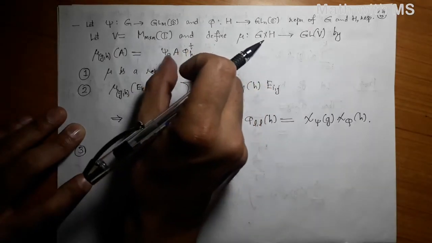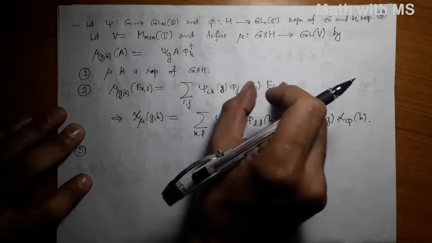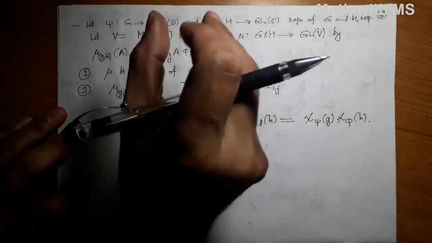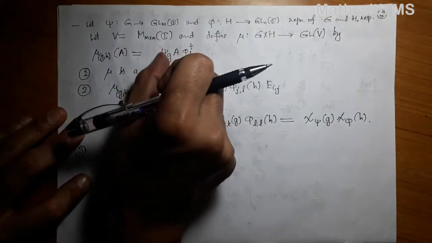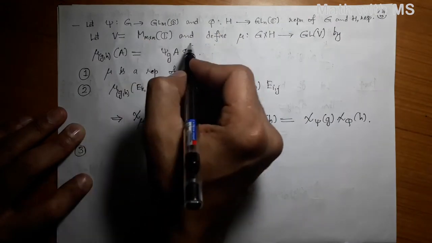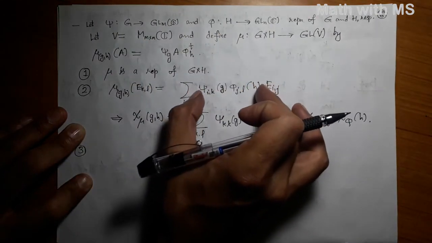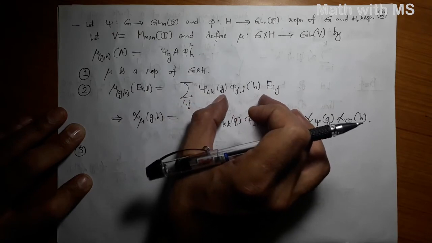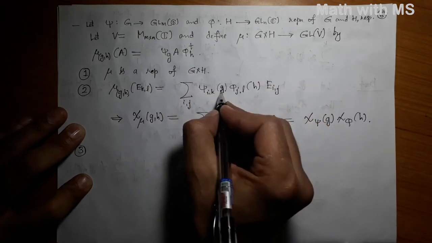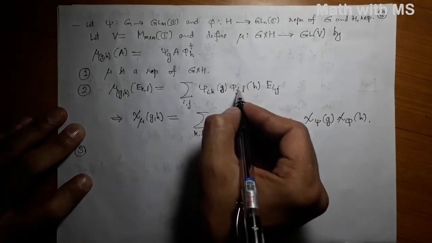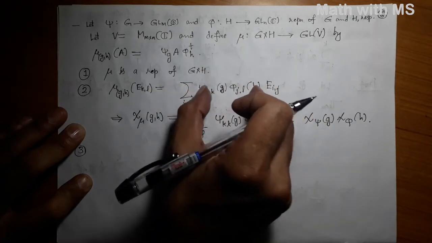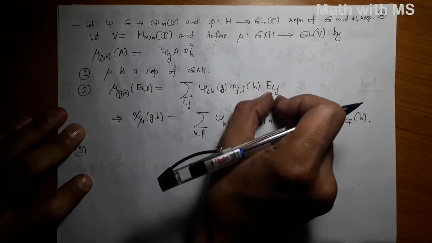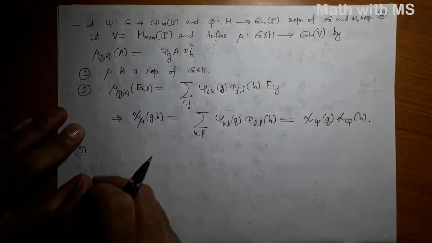So I want to write it in terms of the basis E_ij's. So I just find the ijth entry of this matrix. The ijth entry of this matrix turns out to be precisely this complex number psi_ik of g times phi_jl of h. Okay, it's a direct check, and therefore this is the coefficient of the basis vector E_ij.